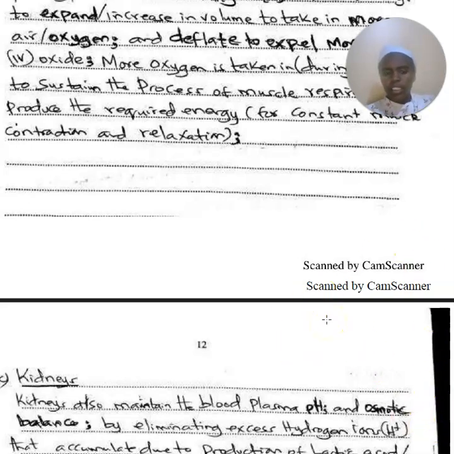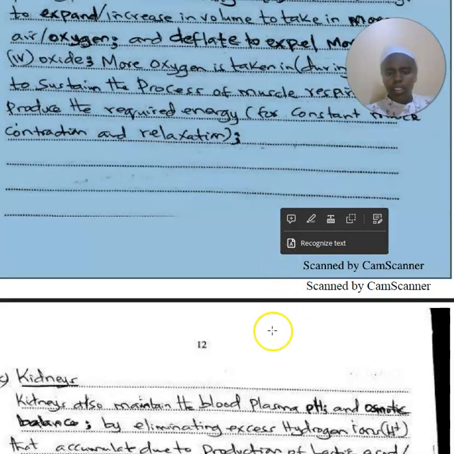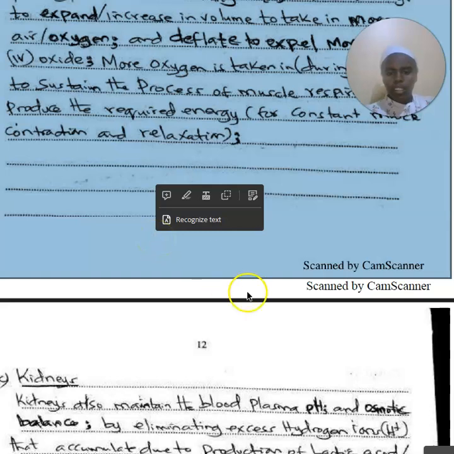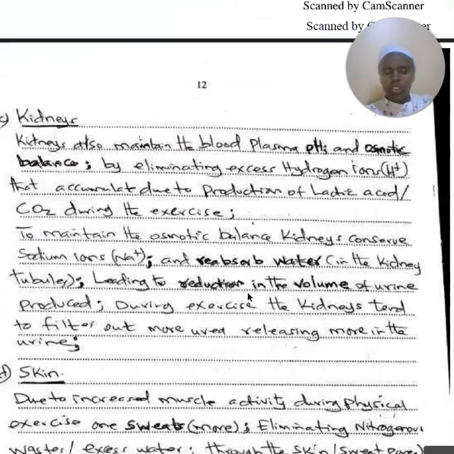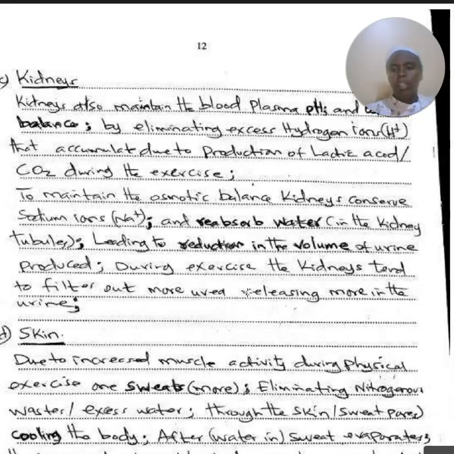The kidneys. So the kidneys also maintain the blood plasma pH and osmotic balance by eliminating excess hydrogen ions that accumulate due to production of lactic acid. So to maintain the osmotic balance, the kidneys conserve sodium ions and reabsorb water in the tubules, leading to a reduction in the volume of urine that is produced during exercise. So kidneys filter more urea and release less urine.